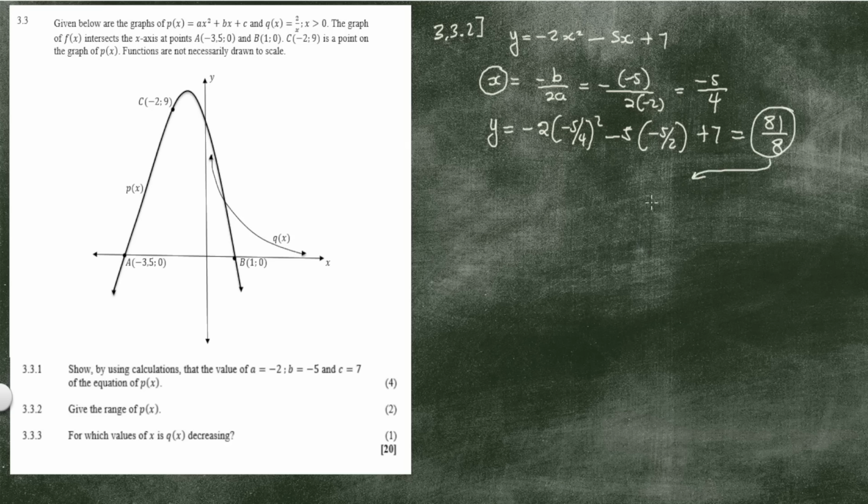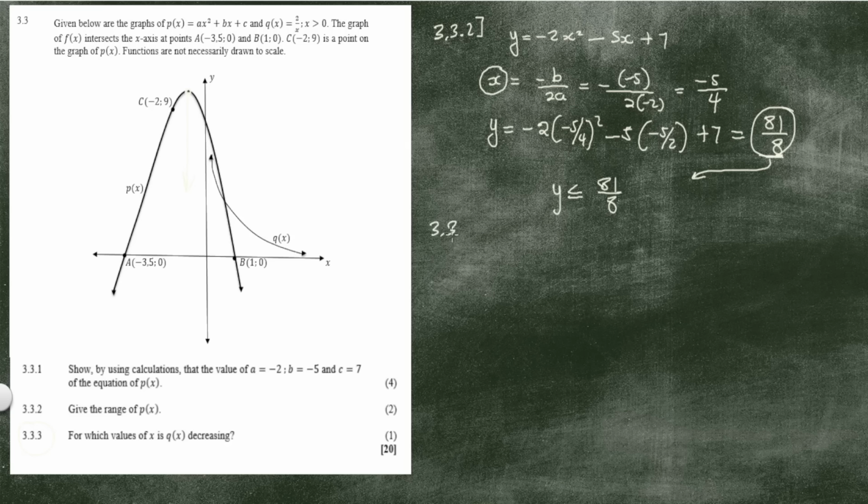Okay, so this is the y value for the turning point. The range starts from the turning point going down. So y is less than or equal to 81 over 8 for the parabola. It starts here and goes down to negative infinity.